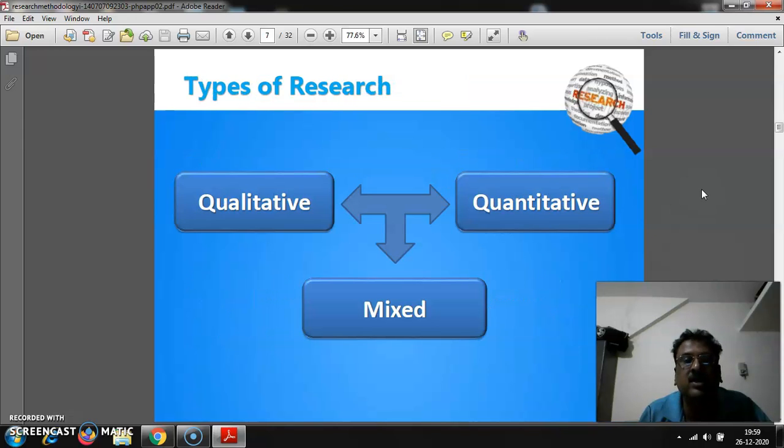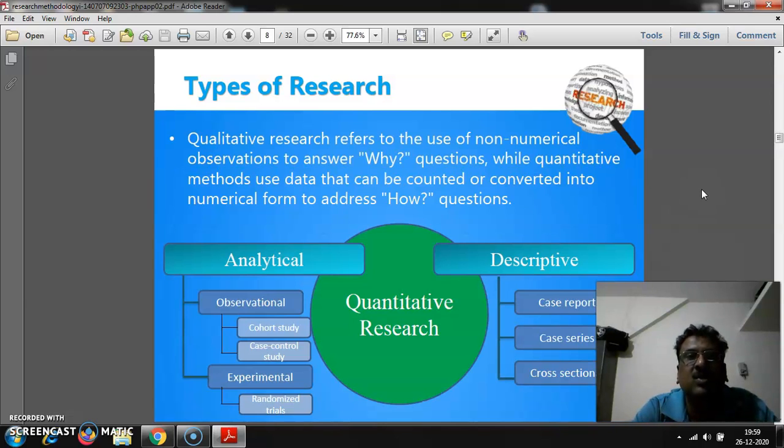So there are different types of research we find all over the world. That is, there are mainly three types of research: qualitative research, quantitative research, and a mix of both called mixed research. First of all, types of research. Qualitative research refers to the use of non-numerical observations to answer why questions, while quantitative methods use data that can be counted or converted into numerical form to address how questions. So that's why qualitative research and quantitative research are two faces of the same coin.